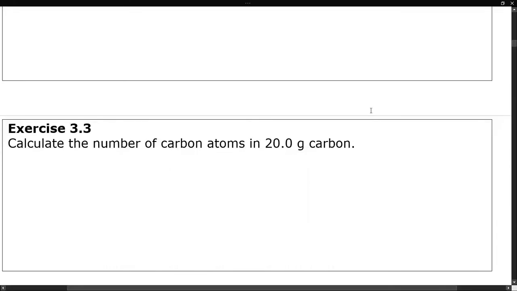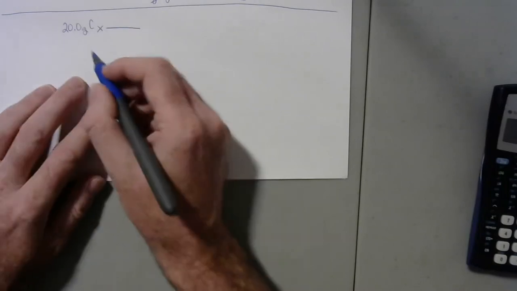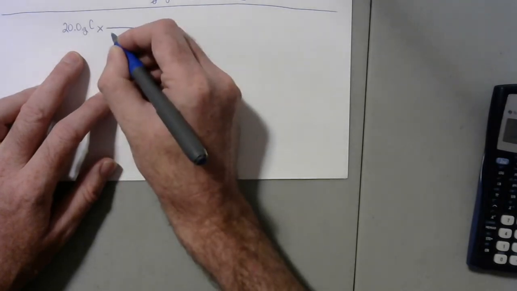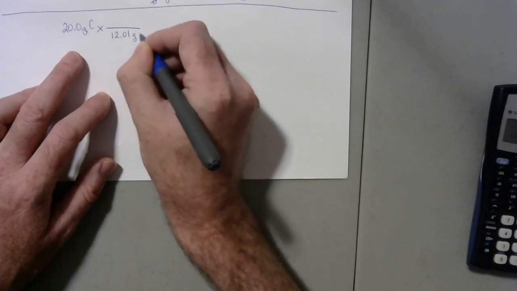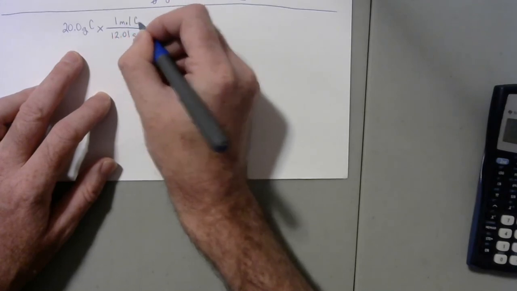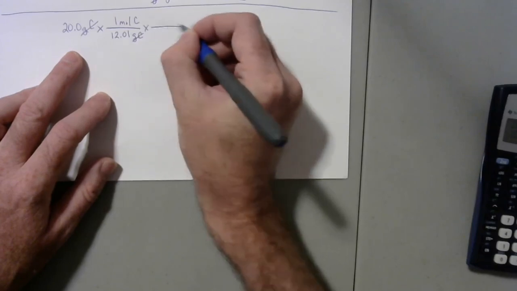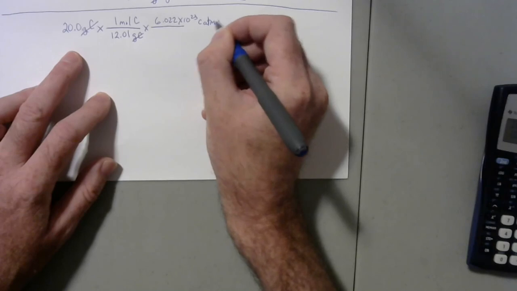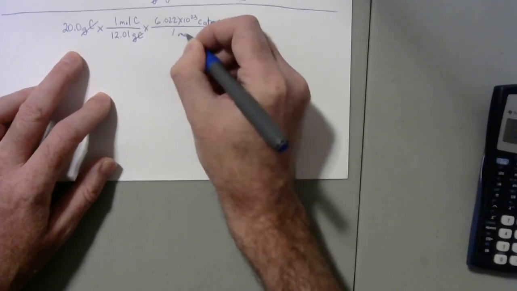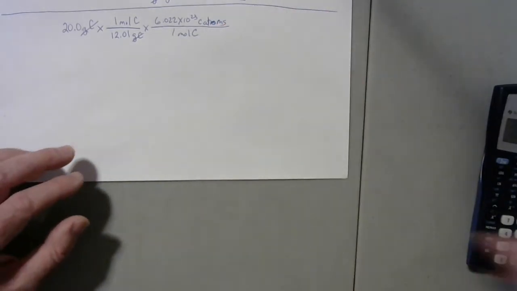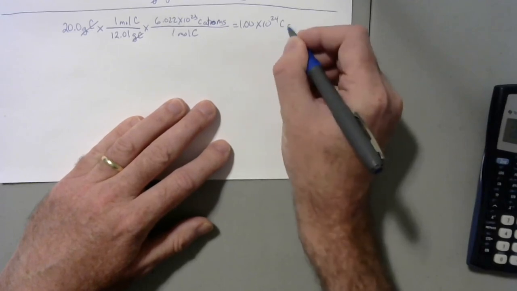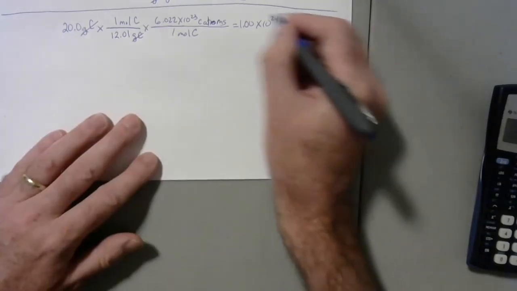In this example, we want to calculate the number of carbon atoms in 20.0 grams of carbon. Okay, so we want to change 20 grams of carbon, and we're going to figure out how many carbon atoms that represents. So we're going to use the whole flow chart this time. 12.01 grams of carbon to 1 mole of carbon. Grams cancel. Then we're going to use Avogadro's number, 6.022 times 10 to the 23rd carbon atoms per 1 mole of carbon. And then when we run that through our calculator, we get 1.00 times 10 to the 24th carbon atoms. And that would be our answer.